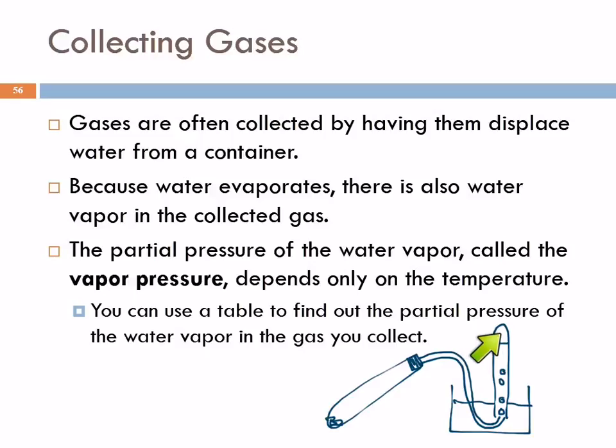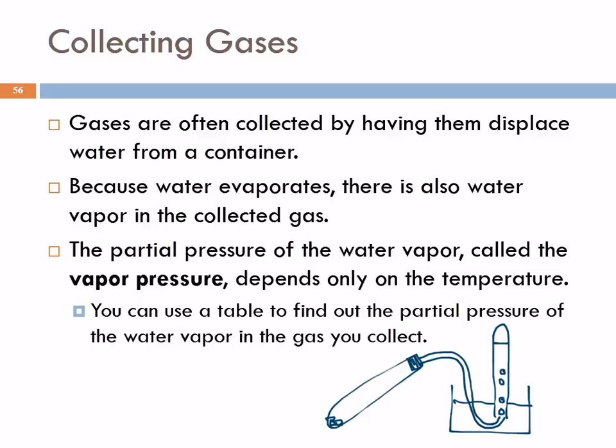So what we have here in this space is the gas we're interested in, but we also have some water vapor, because water evaporates. It's not considered really a volatile liquid, but it does evaporate, and it is a measurable amount. The partial pressure of the water vapor in here is interesting. It depends only on the temperature of the water. So if we know what temperature this water is, we can look up the vapor pressure of water, the partial pressure of water, in a table, and then we can figure out what the pressure of the other gas is.